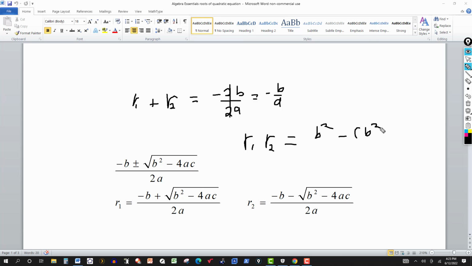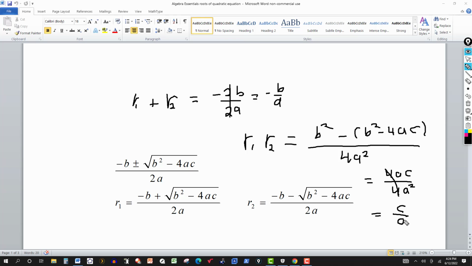That gives me b squared minus 4ac, and that's over 2a times 2a, so that's 4a squared. And then this will equal, what do we have here? We have b squared, then we subtract all this, so this becomes minus b squared plus 4ac. So the b squared and the minus b squared will cancel, and then a minus 4ac becomes a positive 4ac. That's over 4a squared. You can see the 4's will cancel out. The a cancels one of the factors in the denominator, so on top we just have c and at the bottom we have a.